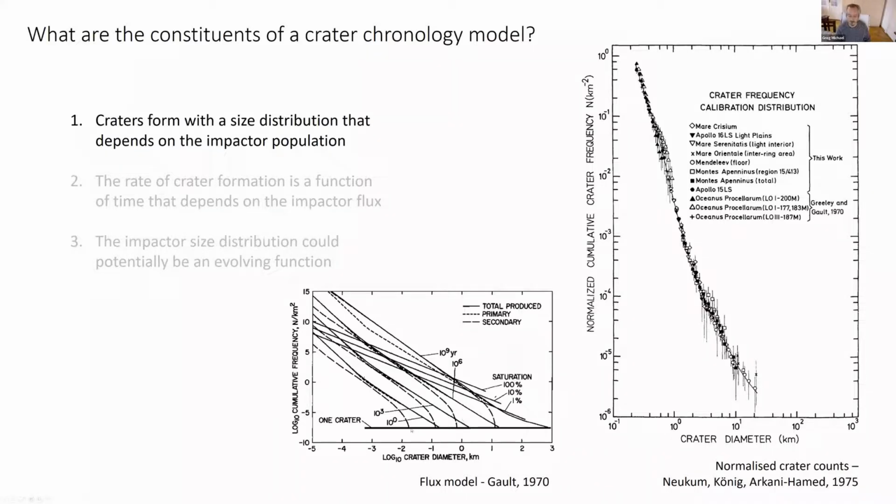So what this plot shows is that for a given time, and you see there are some time isochrons marked on here, 1 billion years, 1 million years, 1,000 years. As time goes on, you expect the density of craters on the surface to increase, and that's the basic idea.